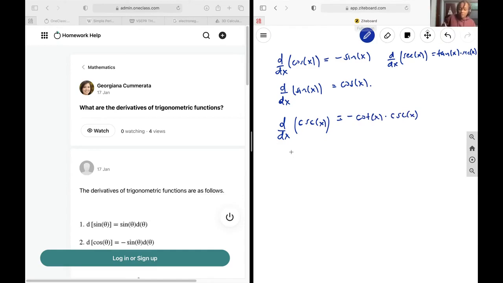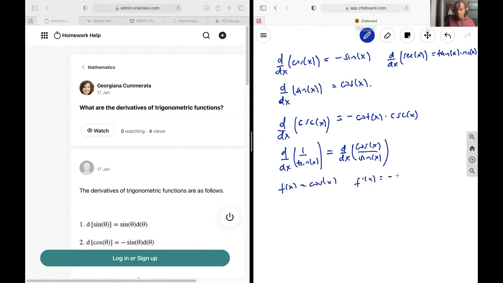Next up, we look for the derivative of cotangent x. We know that that is 1 over tan x, and that is going to be the derivative of cos x over sine x. If you go about finding that using the quotient rule again, we have f of x is equal to cos x. The derivative is going to be negative sine x. G of x is sine x. And the derivative is going to be cos x, as we found above.